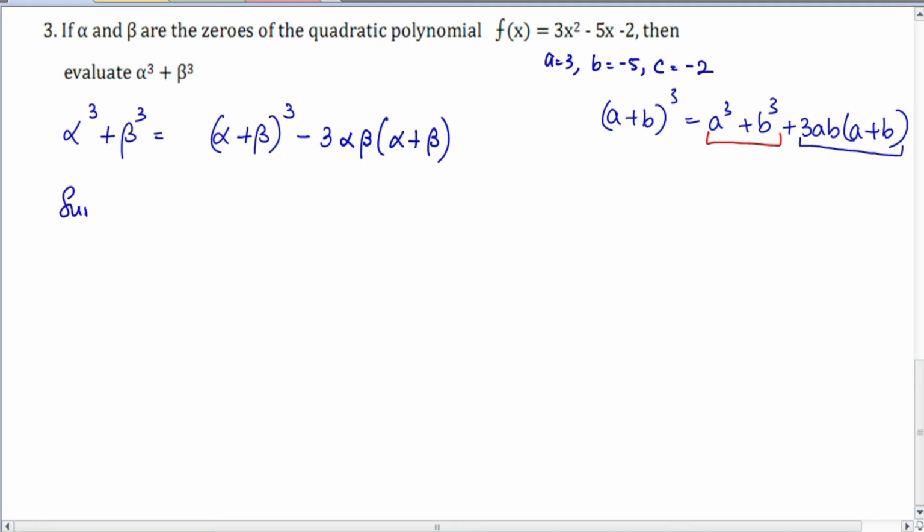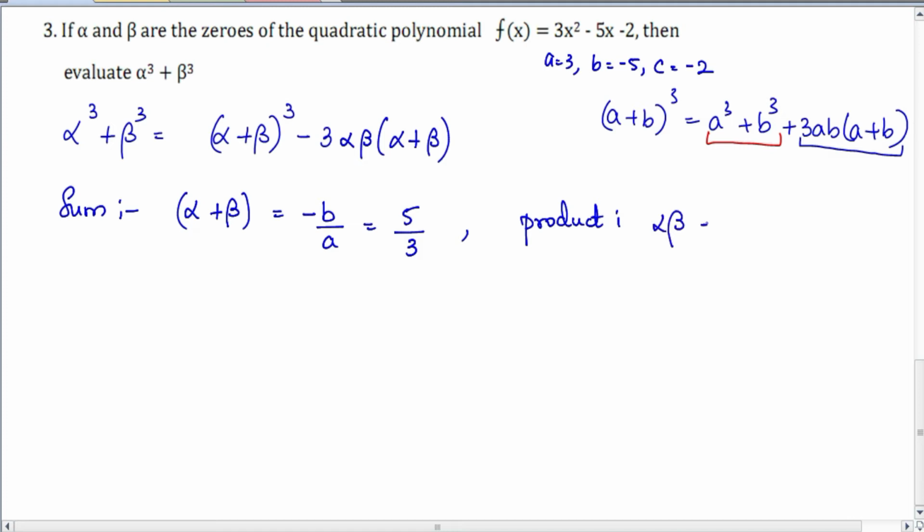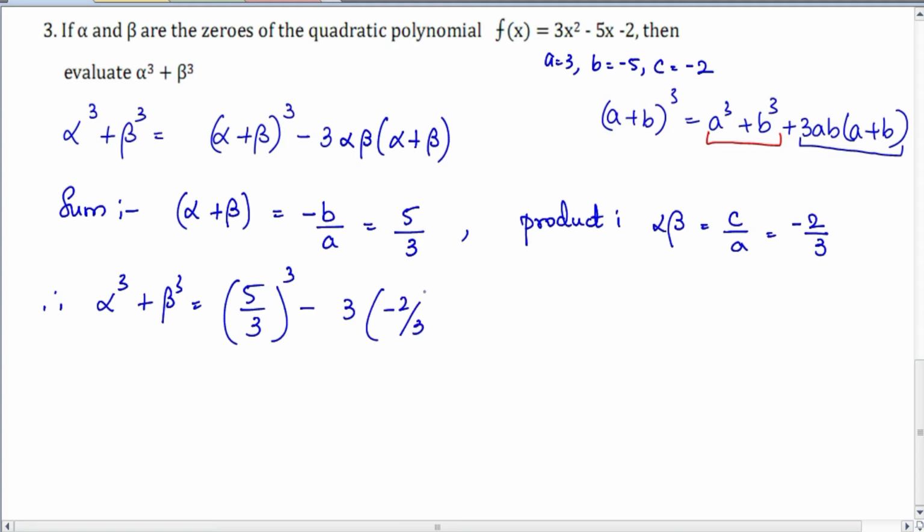What is the sum? Sum of the zeros is alpha plus beta, which is minus b by a. Minus of minus 5 is plus 5, so 5 by 3. And the product of the roots, alpha beta, is c by a, which is minus 2 by 3. Now we will substitute it here. Therefore, alpha cube plus beta cube is equal to alpha plus beta, 5 by 3, whole cube, minus 3 times alpha beta, minus 2 by 3, into alpha plus beta, 5 by 3.